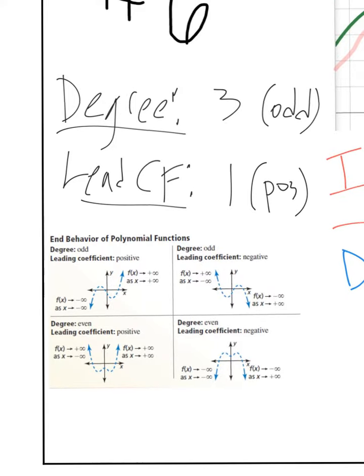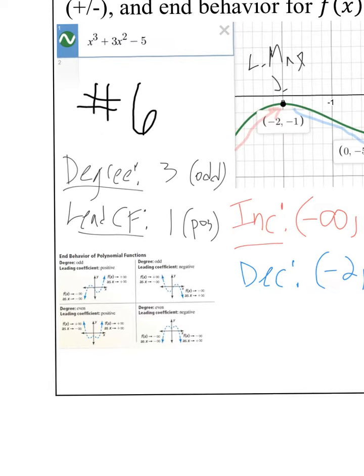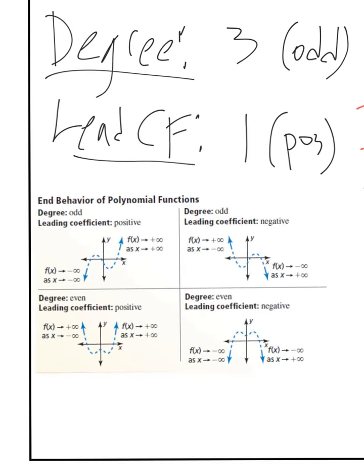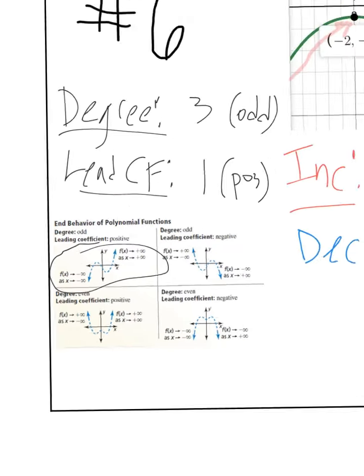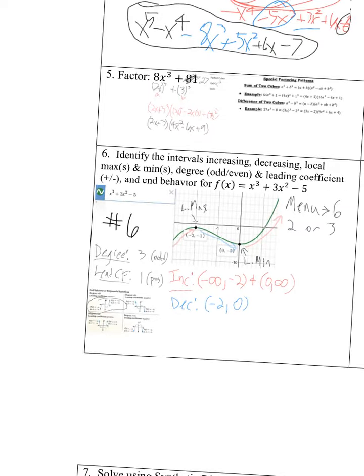Sorry for the technical difficulties. The screen got stuck. So, I was talking and alluding to something that you weren't looking at. This is what I was talking about. If the degree is odd and the lead coefficient is positive, as it goes left, it goes down. As it goes right, it goes up. So this is the end behavior of this graph. Okay? So, that's another thing to include on your note card for your test.